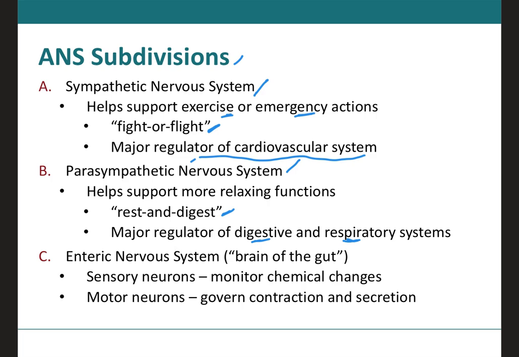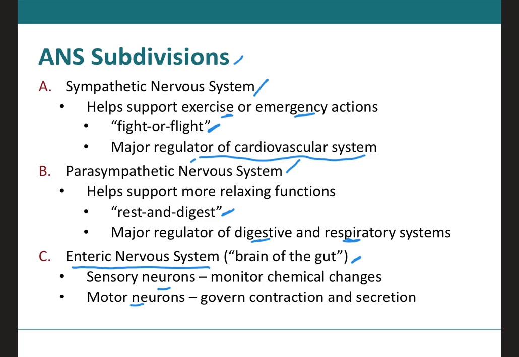And then we have a third subdivision of the autonomic nervous system, which is what we call the enteric nervous system. It's called the enteric nervous system because it's the brain of the gut. It consists of over 100 million neurons that occur throughout most of the length of the gastrointestinal tract. That's why it's called the brain of the gut. The enteric nervous system also has both sensory and motor components, and it can operate independently, but it can communicate with and be regulated by other branches of the autonomic nervous system.